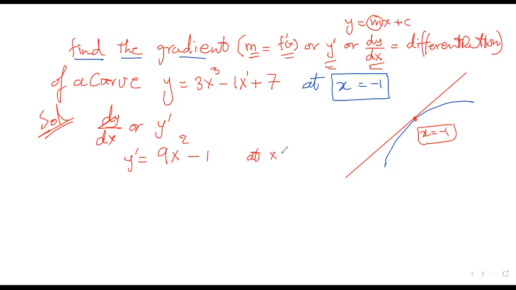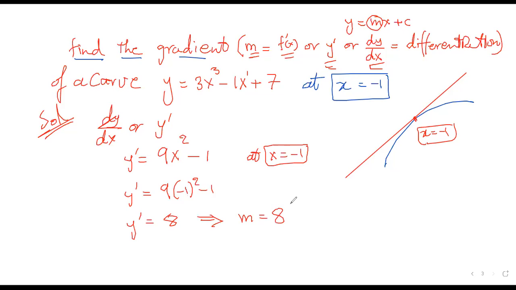At x equals negative 1, this is the differentiation. Now we do the substitution. So y prime is equal to 9 times negative 1 squared minus 1. 9 times 1 is 9, minus 1 is 8. So the gradient m equals 8. See, that's very easy.